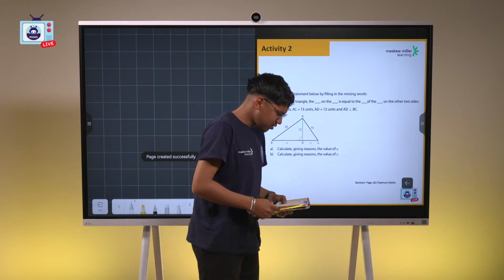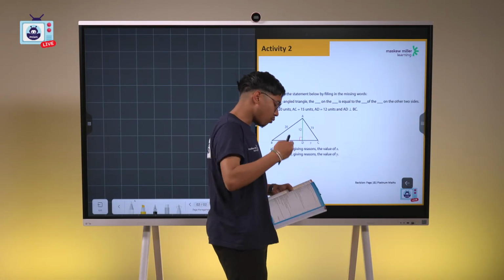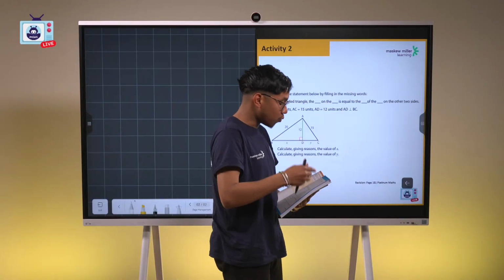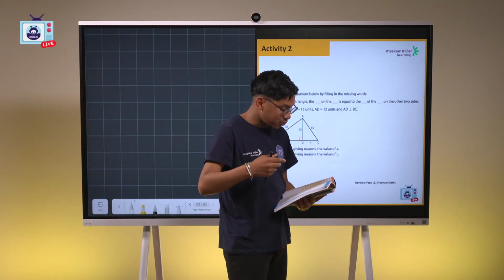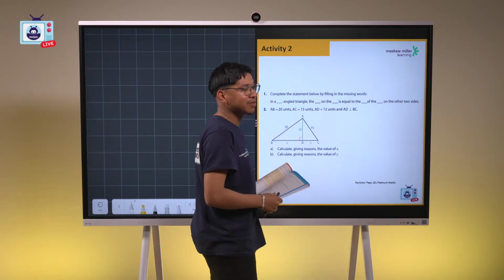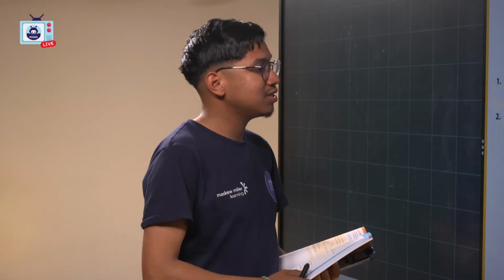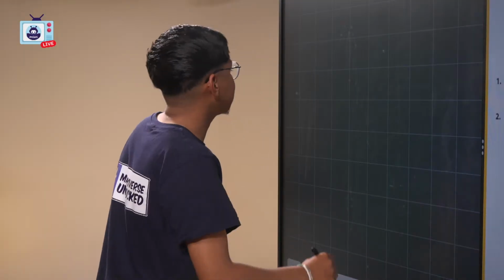So the first question is asking us to complete the statement, and it says, in a what angle triangle, the what on the what is equal to the what of the what on the other two sides. Now we know the theorem of Pythagoras. We're dealing with it now in 4 different problems. So it's very easy for us to complete the statement, okay? So let us do that.